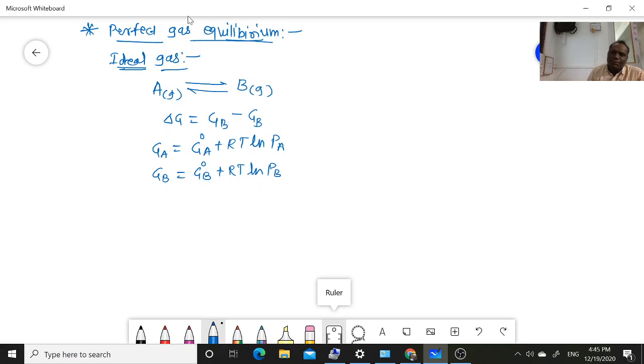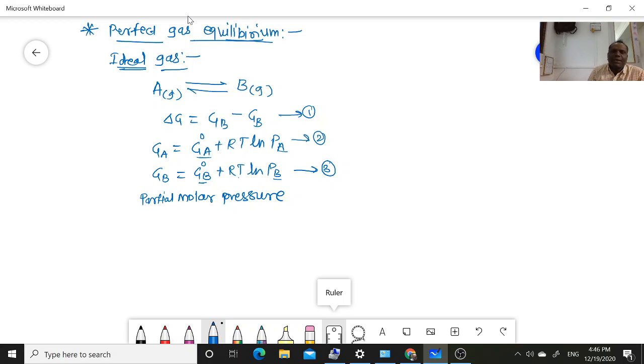Now, what are those terms? G0 of A and G0 of B are the Gibbs free energies in their standard states, for the A gas and for the B gas. R is the molar gas constant, T is the temperature, ln is the log, and Pa and Pb are the partial pressures of those gases. Suppose this is equation number 1, this is equation number 2, and this is equation number 3.